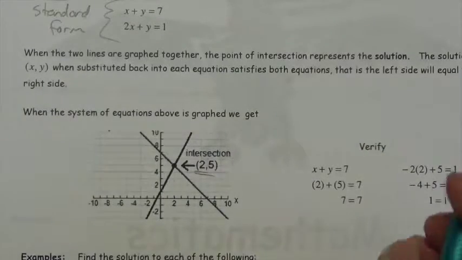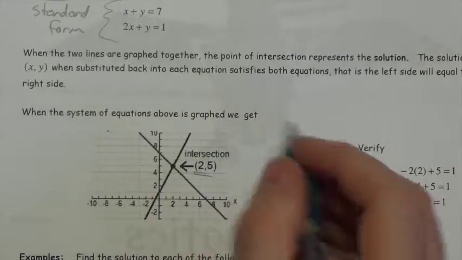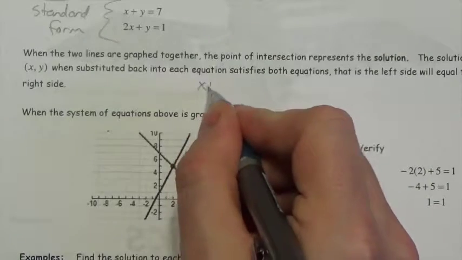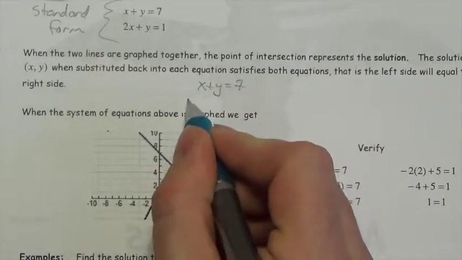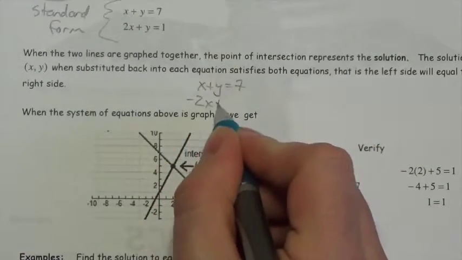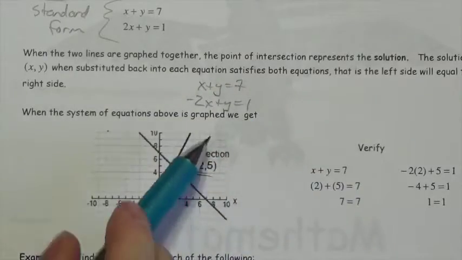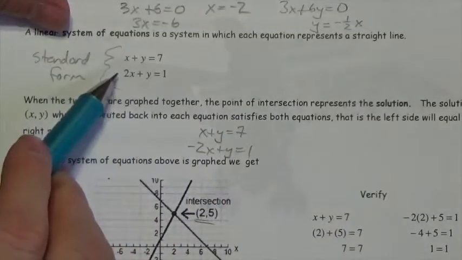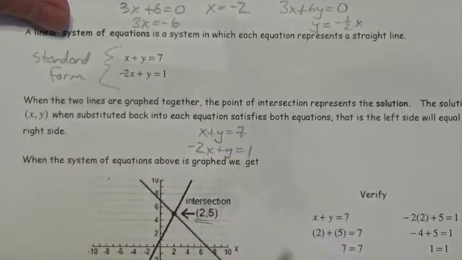Now, let me make sure I look at it right here. This is the solution to the system x + y = 7, -2x + y = 1. It's not exactly the system that was up here. There should have been a negative right here. In fact, I probably should write that there.